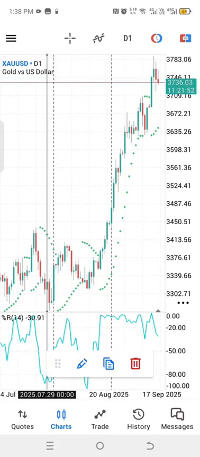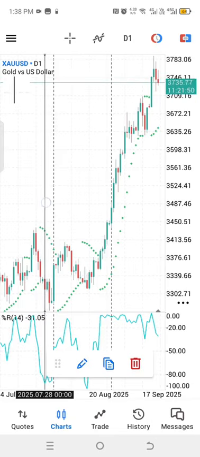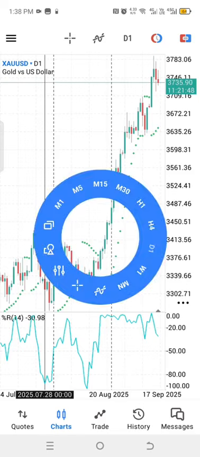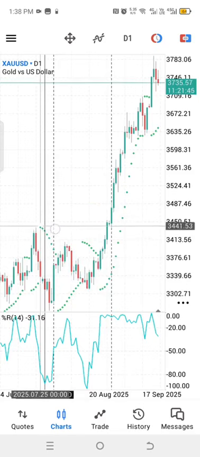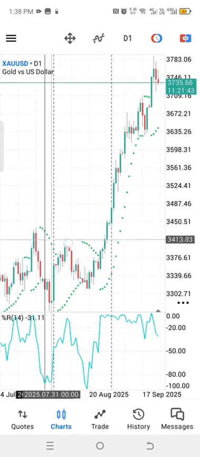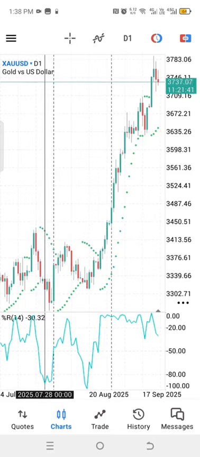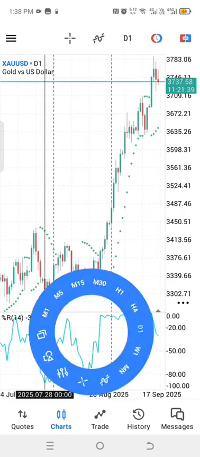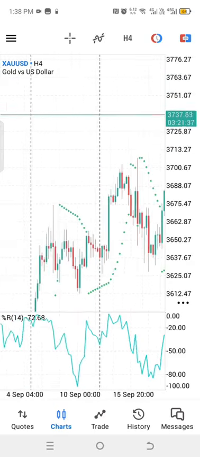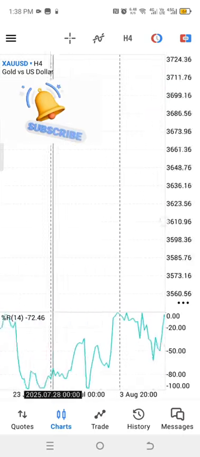So now, guys, I'm on the daily time frame, and my parabolic SAR has already printed from above, showing me that the market is on a downtrend. Good. So what's the next thing I need to do? I'm going to go to the next time frame, guys, which is the H4 time frame.